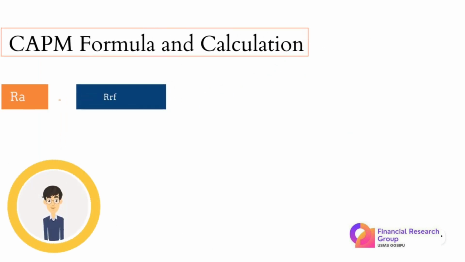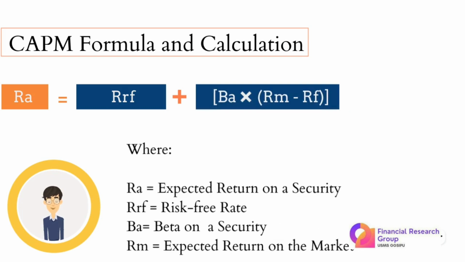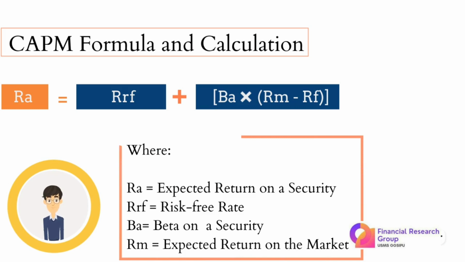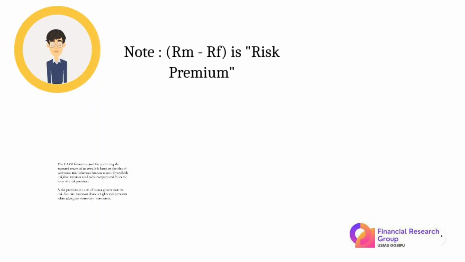RA is equal to RRF plus BA into (RM minus RRF), where RA is the expected return on a security, RRF is the risk-free rate, BA is the beta of the security, and RM is the expected return of the market. Note: RM minus RRF is the risk premium.